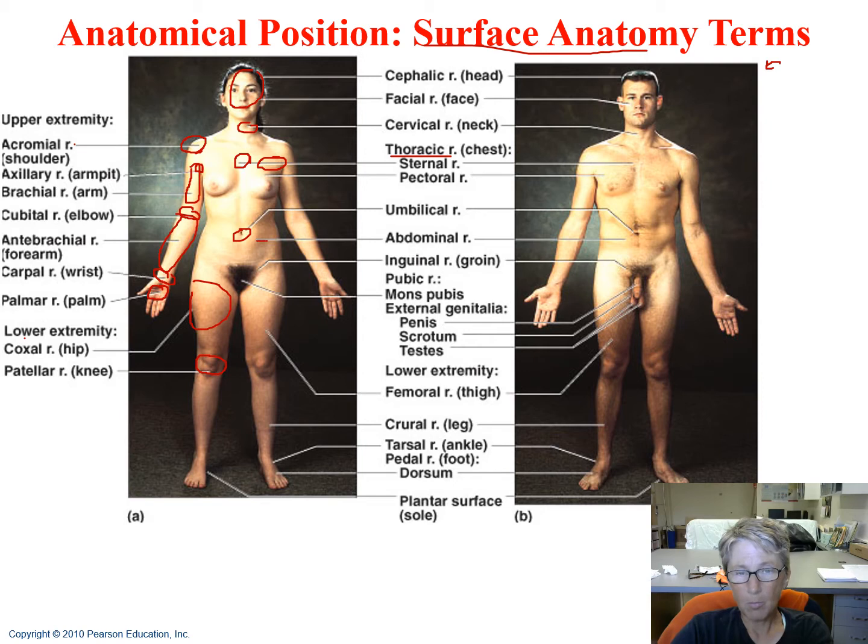The abdominal region, there's your abdominals. Inguinal region, that's the groin. The pubic region, the mons pubis, includes the external genitalia. So in this cartoon, it just shows the penis, scrotum, and testes. And then the lower extremity, you can have the femoral region, that's the thigh.